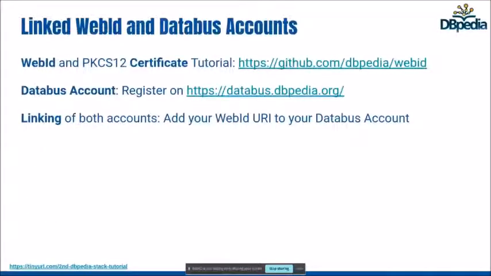For the WebID and PKCS12 certificate, there's a tutorial also available on GitHub on how to create it. And you need a databus account. You can go to databus.dbpedia.org and hit the register button on the top right and create your account. And once that's done, you can link your WebID and your databus account. And then the authentication side of the process is all set up. If you don't have a WebID and a certificate already, feel free to follow the tutorial.